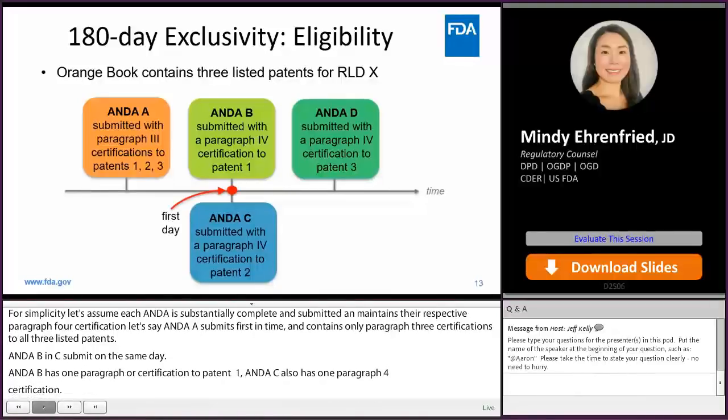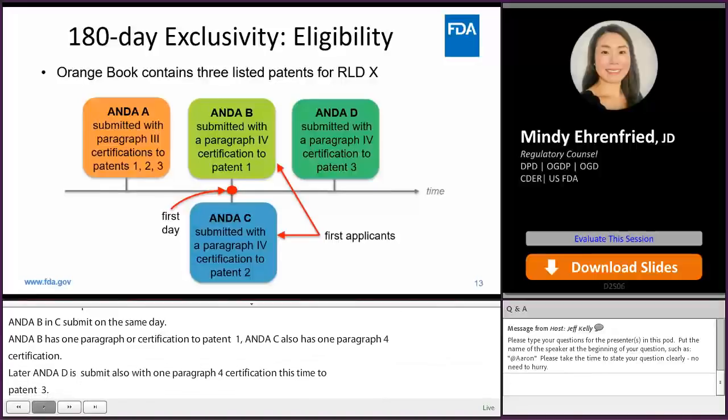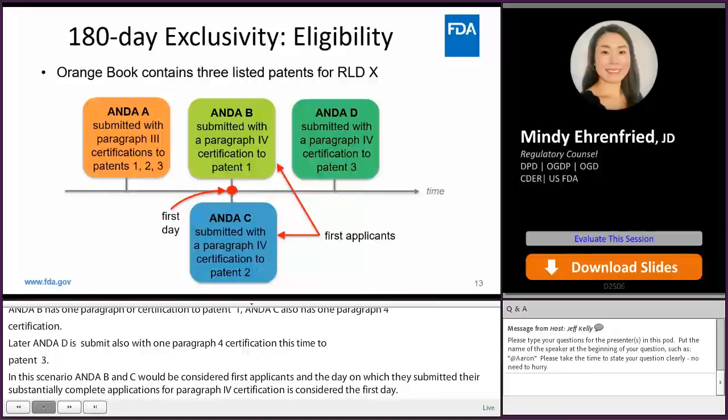In this scenario, ANDA B and C would be considered first applicants, and the day on which they submitted their substantially complete applications with paragraph 4 certifications is considered the first day. ANDA D was submitted after ANDA B and ANDA C. So even though ANDA D is the first ANDA to paragraph 4 certify to patent 3, the applicant is nonetheless considered to be a subsequent applicant because ANDA D was not submitted on the first day.